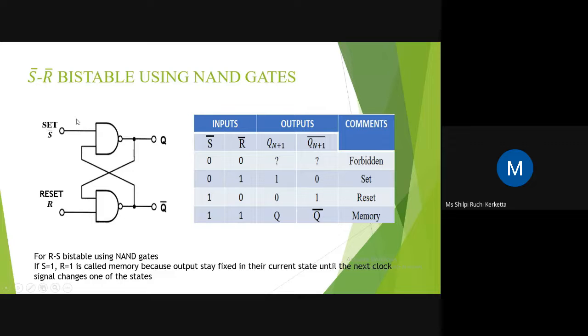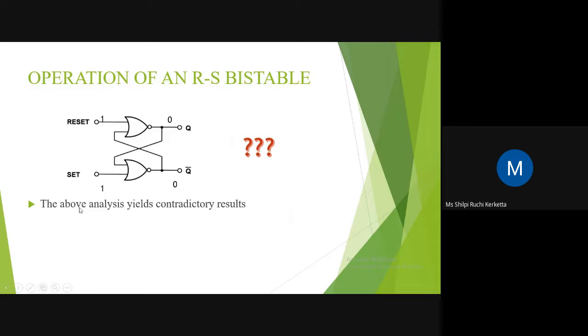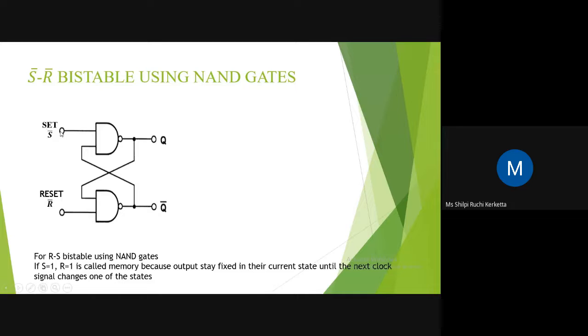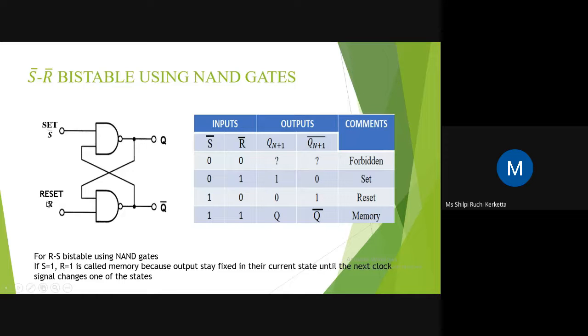Earlier we used S and R, but here because we are using a NAND gate, we have made this S bar and this R bar. So this is S naught and this is R naught. This is the difference between the NOR gate and NAND gate. It is a type of representation. Here also we have a set and a reset. But in the NOR gate, this is set and this is reset. Here this one becomes set and this one becomes reset, represented by S bar and R bar.